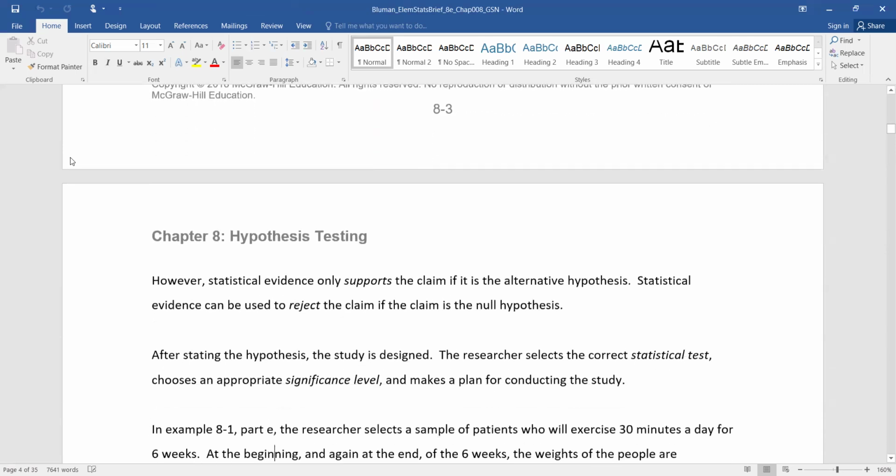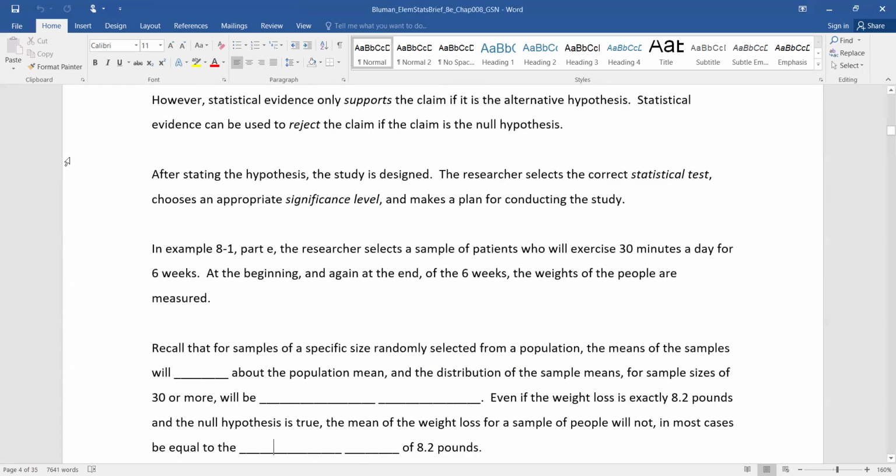All right, so however, statistical evidence only supports the claim if it is the alternative hypothesis, and statistical evidence can be used to reject the claim if the claim is the null hypothesis. So if the null hypothesis is what we're testing, and the claim is the alternative hypothesis, then we will test the null hypothesis. After stating the hypothesis, the study is designed.